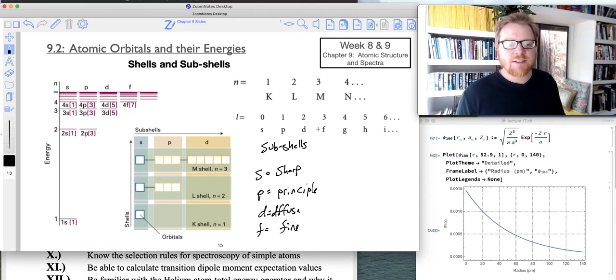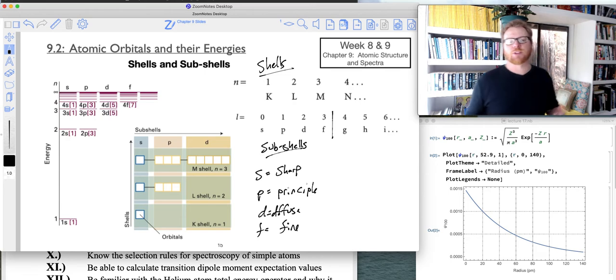And now, because that's the end of the periodic table right there, after the f subshell, it just goes in alphabetical order: g, h, i, etc. Okay. So maybe what you're less familiar with is this notion of shells. Shells are in reference to the principal quantum number n. So when n is equal to 1, we call that the K shell. When n is equal to 2, we call it the L shell, and then M, N, and so forth.